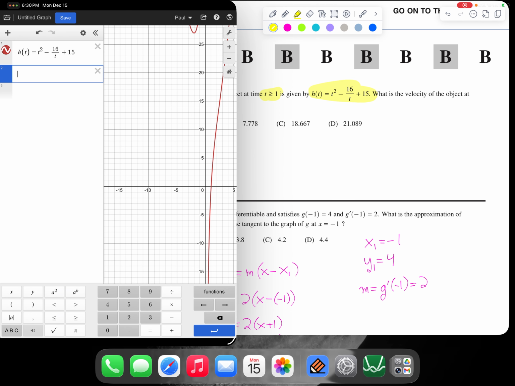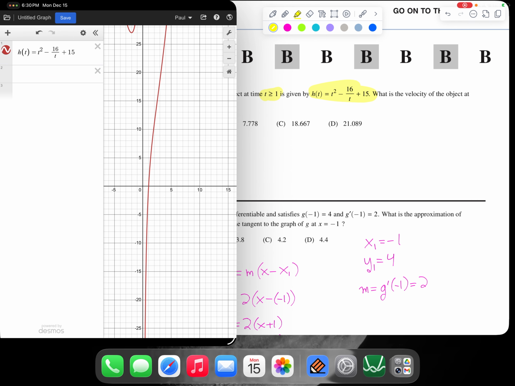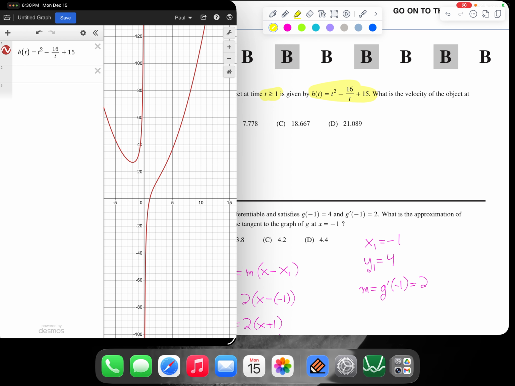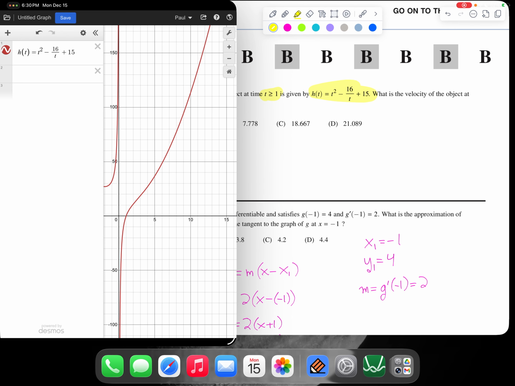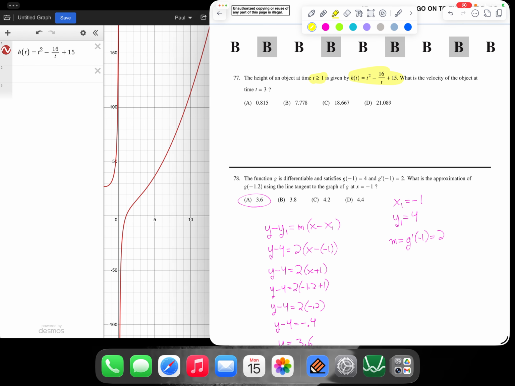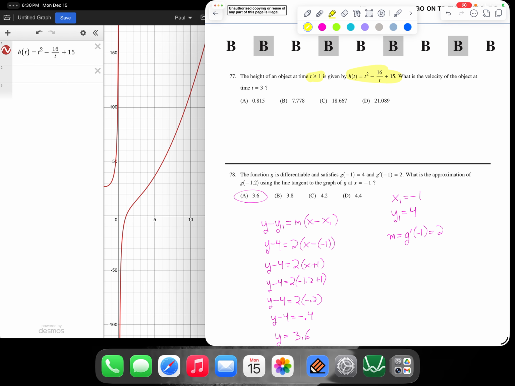All right, this is vital. You have to tell Desmos what you want it to look at. You can pinch and zoom this way as well on your computer, and I'll show you more about how to do that in class. I mentioned it in class. But what we want to know is the velocity of this object at the time t equals 3.